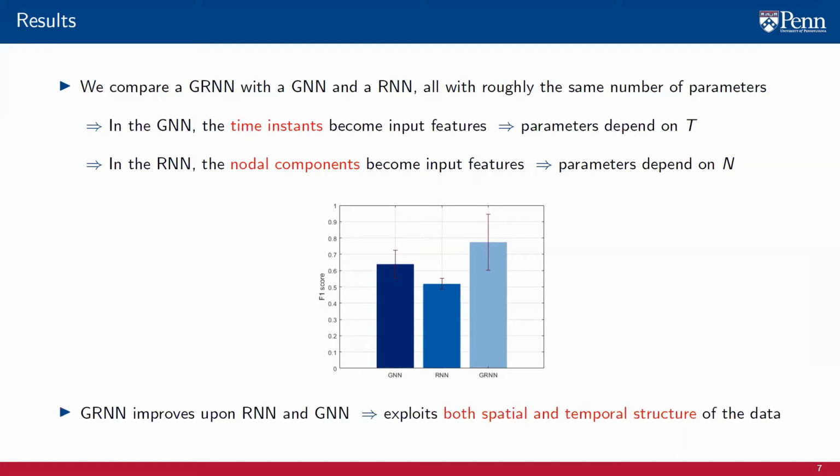As we can see on the figure, the F1 score achieved on the test set by each architecture, averaged over 10 random realizations of the dataset, is better for the GRNN than for the GNN and the RNN. This is not surprising, as we know that the GRNN exploits both the spatial and the temporal structure of the data. Unlike the GNN, which only takes the graph dimension into account, and unlike the RNN, which only takes the time dimension into account.